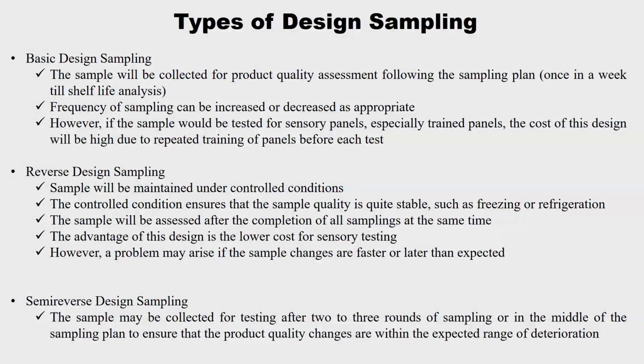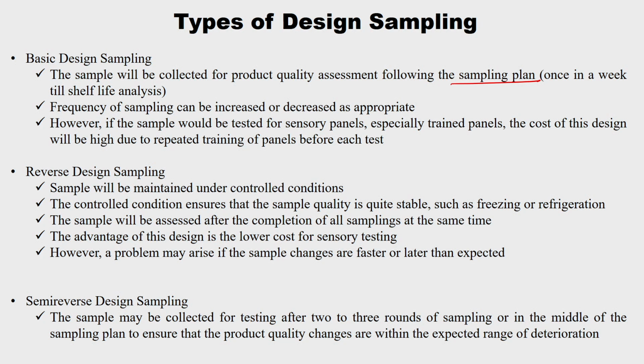And based on the design sampling, there are three types. One is basic design sampling, the second one is reverse design sampling, the third one is semi-reverse design sampling. The sample will be collected for product quality assessment following the sample plan in the design sampling. So, the sample plan we make and the sample will be collected based on the sampling plan.